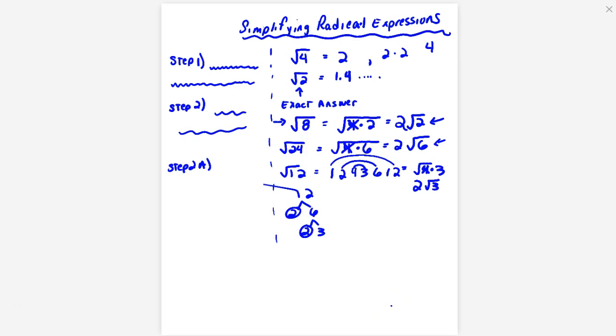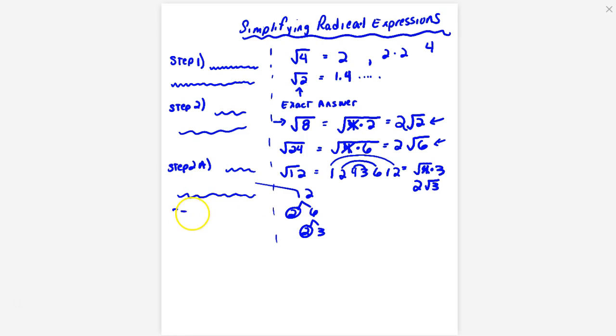2 times 2 is 4. So we know that 4 has a perfect square because it's 2 times 2, right? So he did the same thing, but he used a factor tree. So you pick which way is easiest for you. All right, and that's step 2.